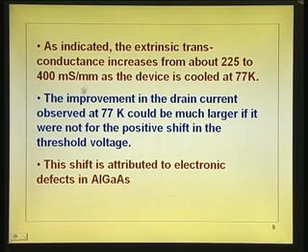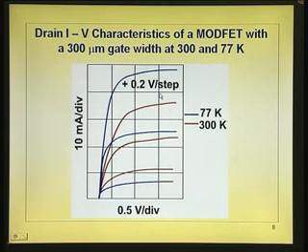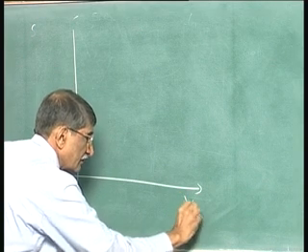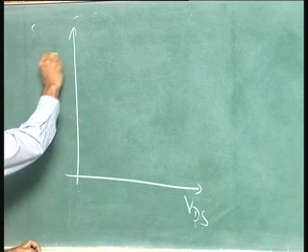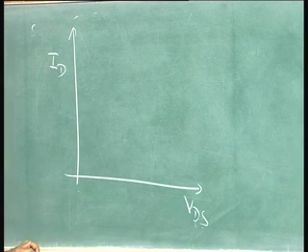Now, the improvement in the drain current. One more thing I want you to notice here, which I have not listed in the slide, is the characteristics at this portion. I will just go to the board and put that out so that it becomes much clearer. I will plot VDS versus ID. To avoid confusion, I will plot one characteristic.